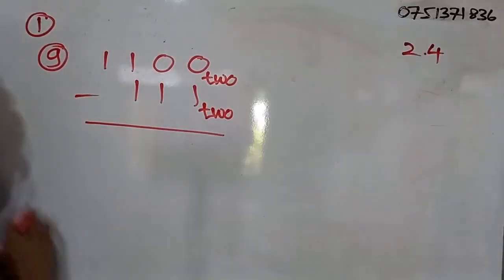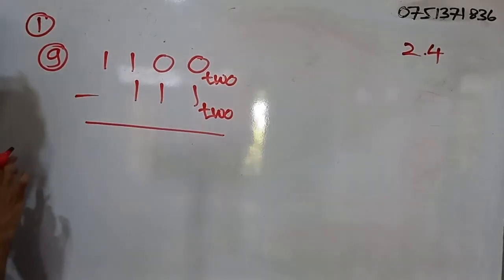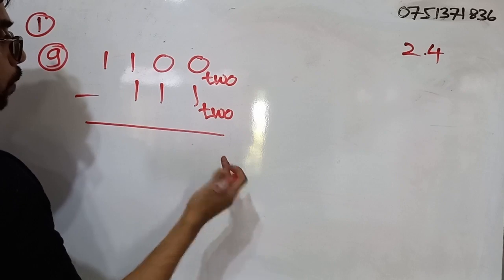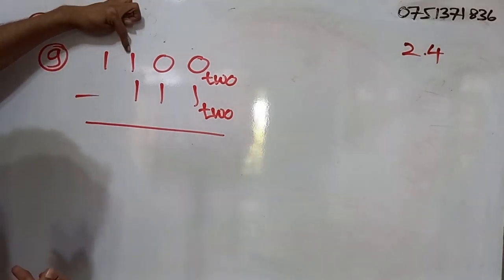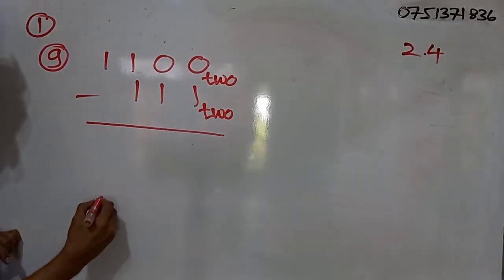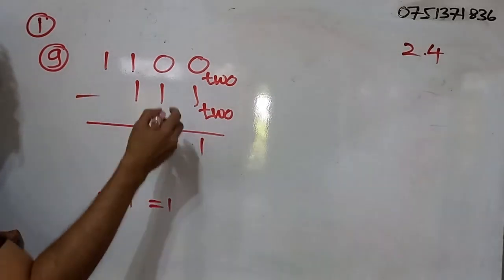Right. Simple G. Okay. So here also we have to do what? A subtraction. Right. So 0 minus 1 we can't do. So we have to borrow a 1. So that one comes from here. Right. So then this 0 becomes what? 2. So 2 minus 1, we know that is 1.